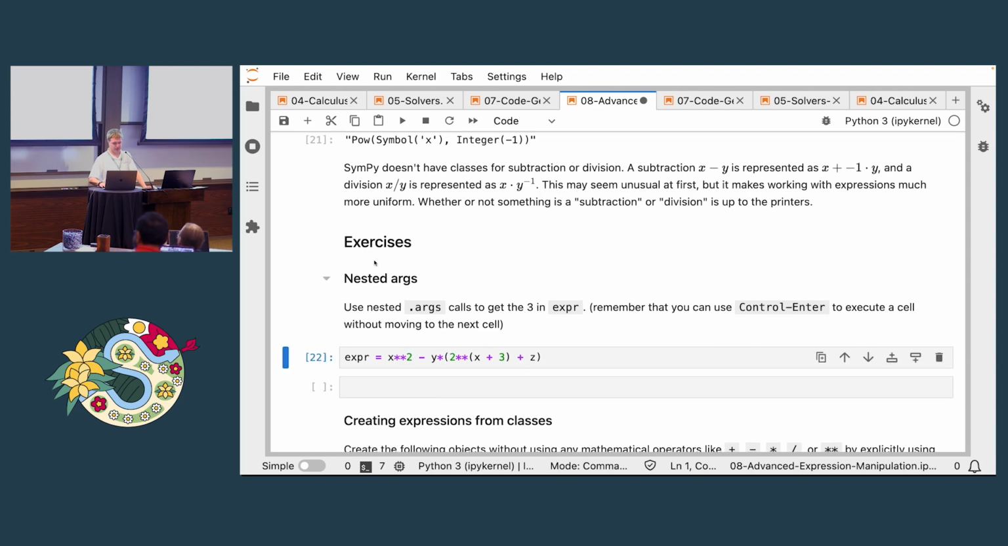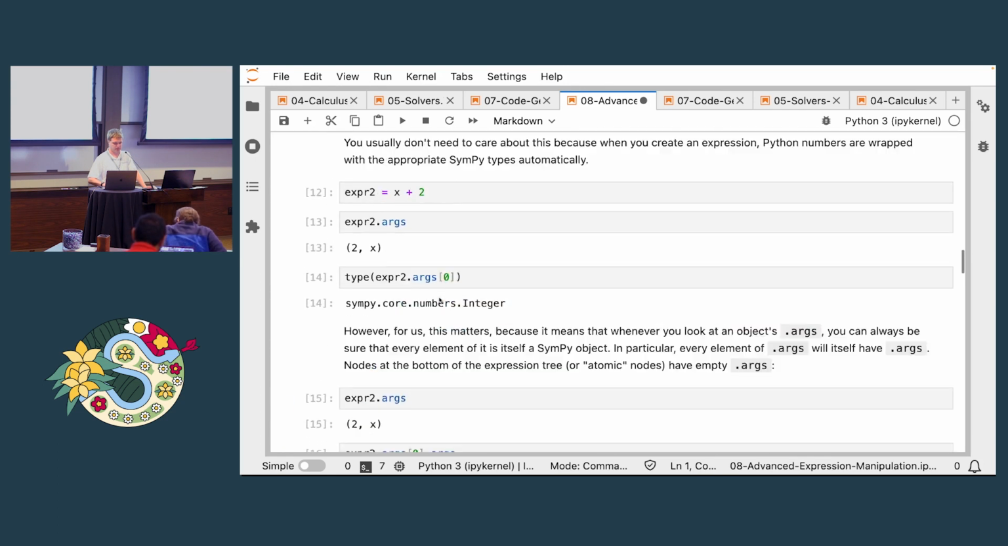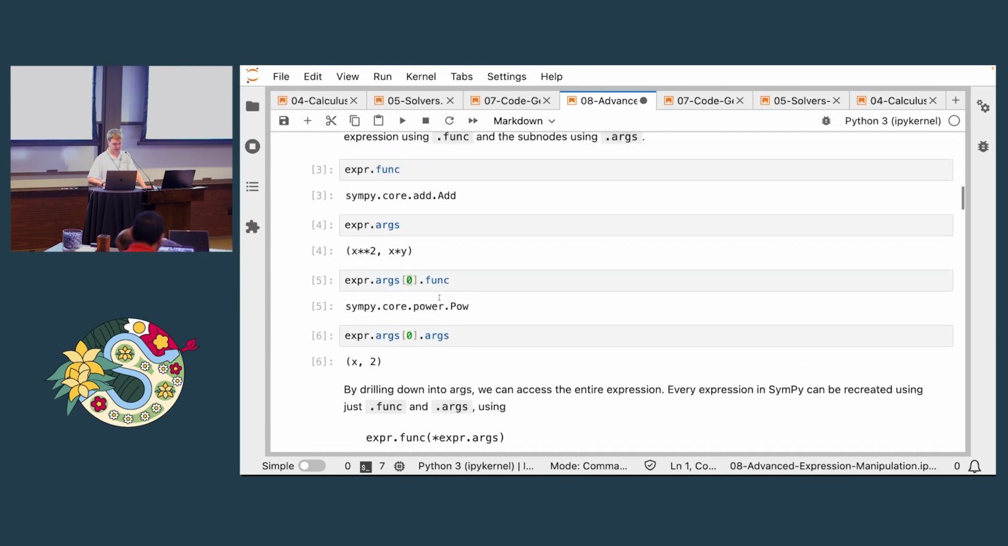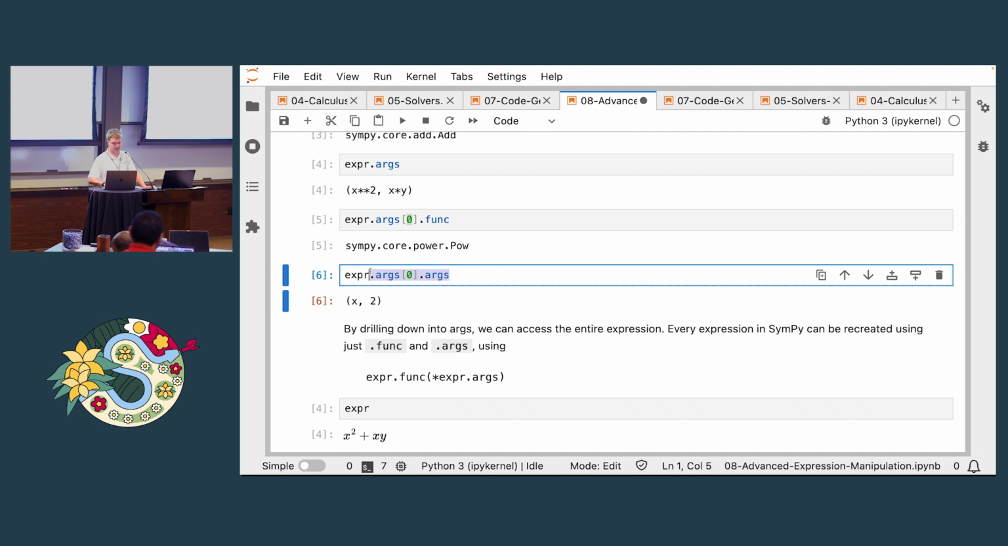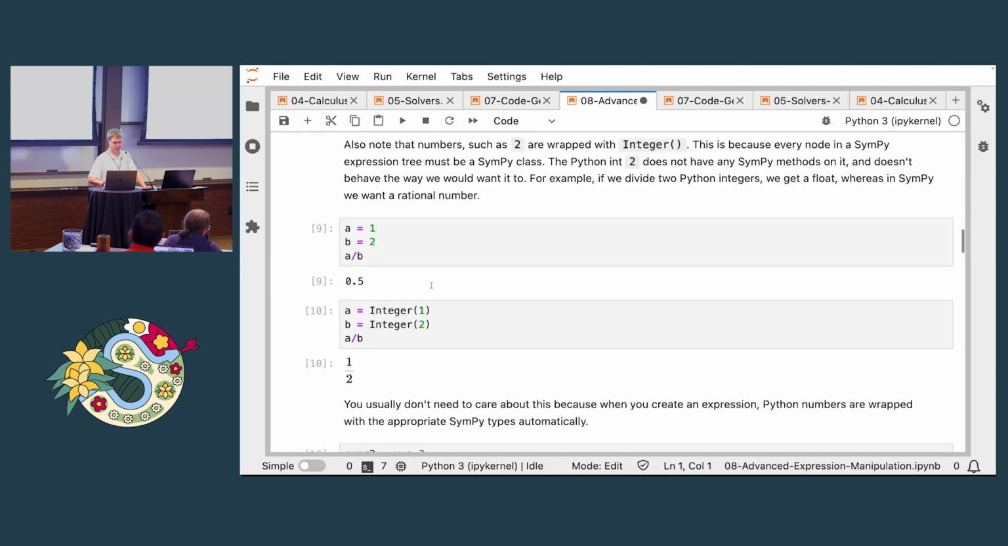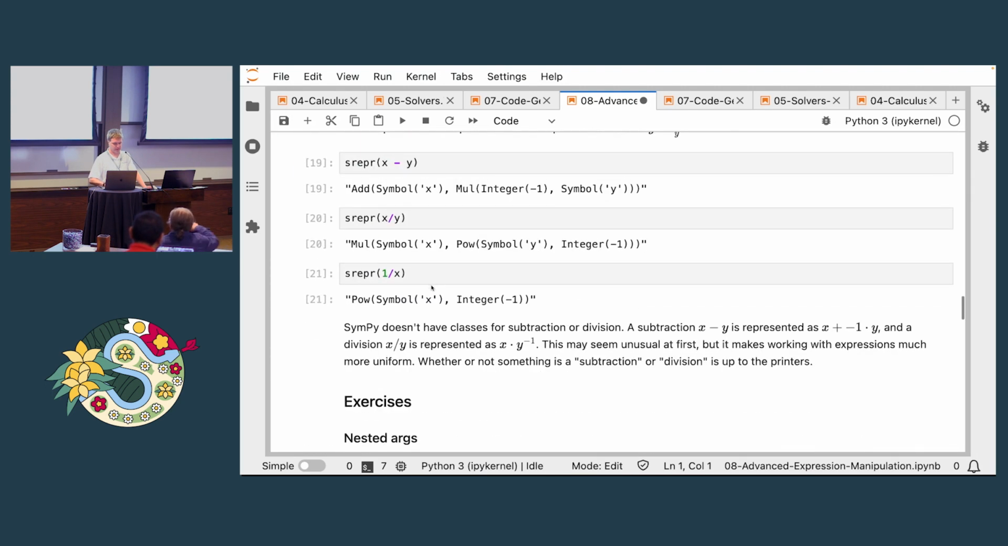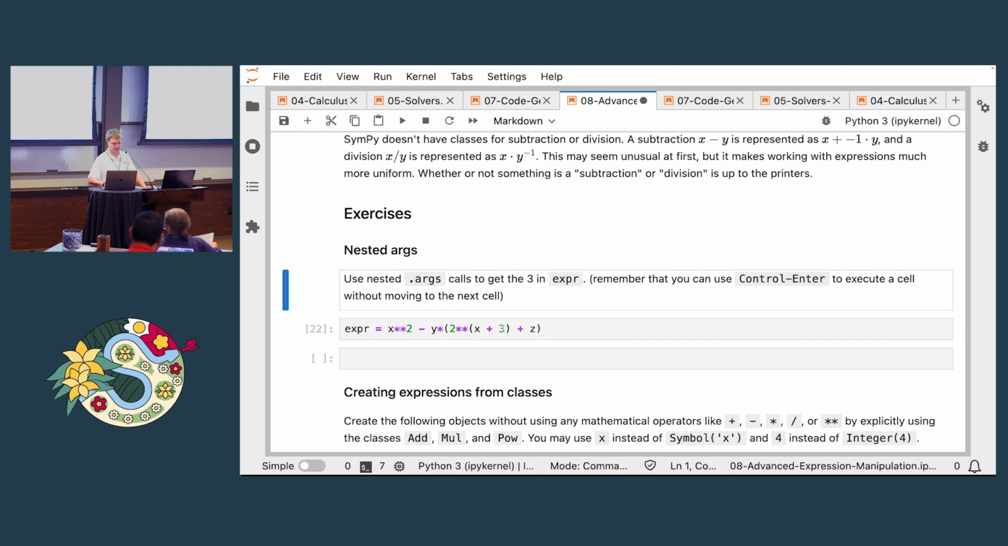So here's an exercise. Use the nested args, so something like this. Drill down into the args of this expression here to access the 3. And you might have to do this sort of iteratively.